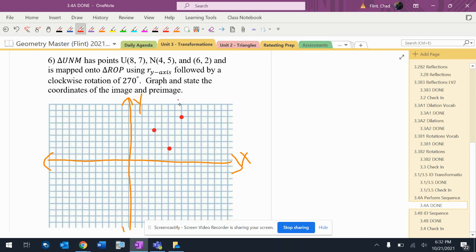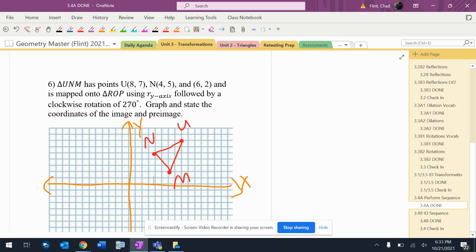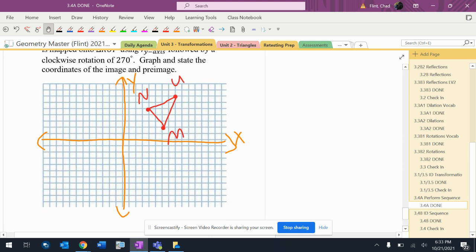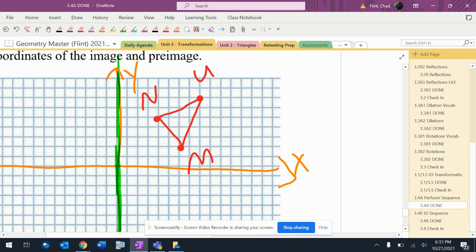All right, and then I've got U, N, and then apparently I forgot to label that one. It's got to be an M because it says the triangle is UNM. So let's throw an M on there. All right, so UNM. Our y-axis. The y-axis is right here. So let's reflect it over the y-axis.